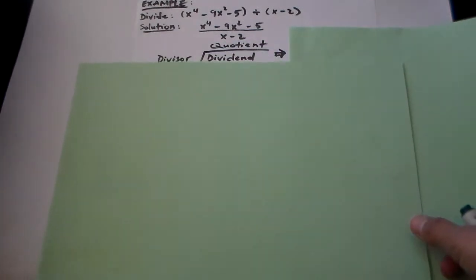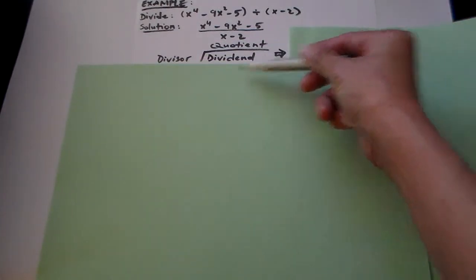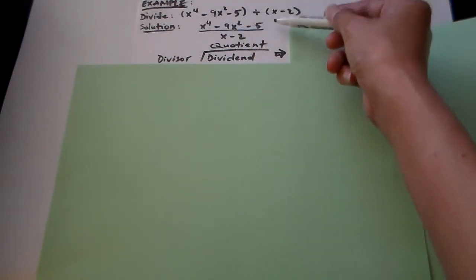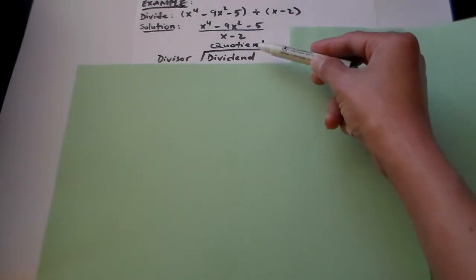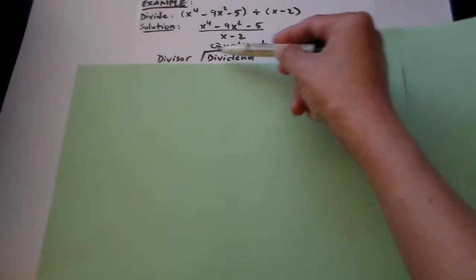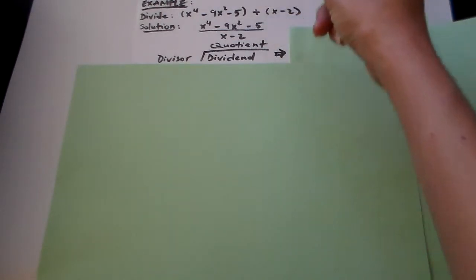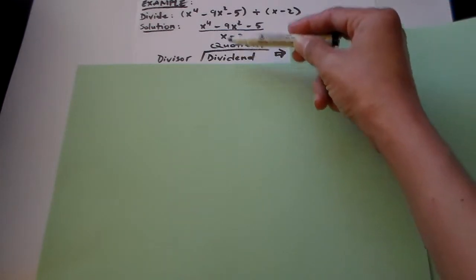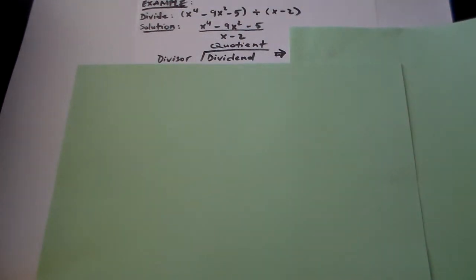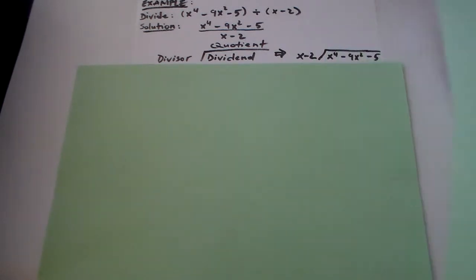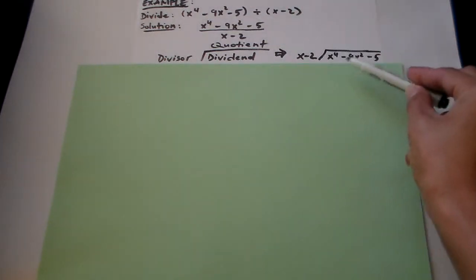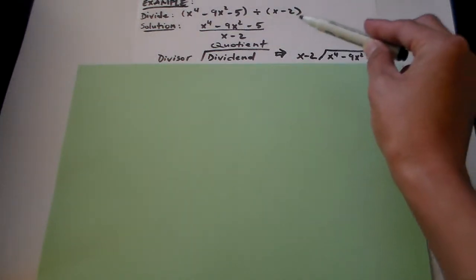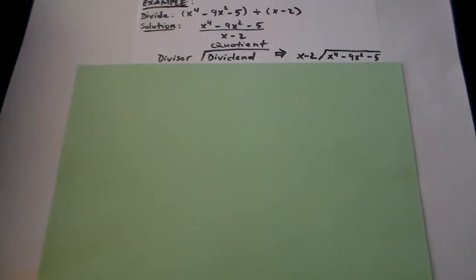So the outline for long division is dividend inside the bracket represent the numerator x to the fourth minus 9x squared minus 5. Divisor represent the denominator x minus 2. Quotient represent the result from dividing the numerator by the denominator, or dividend by divisor. So let's replace numerator and denominator. So dividend now is the numerator x to the fourth minus 9x squared minus 5. The divisor is x minus 2, and you see here.